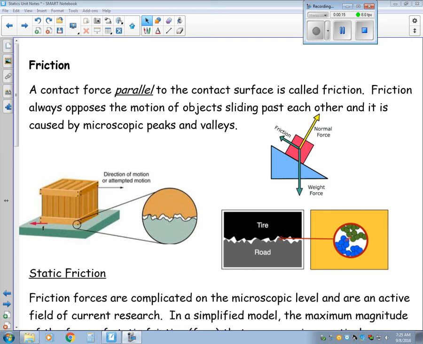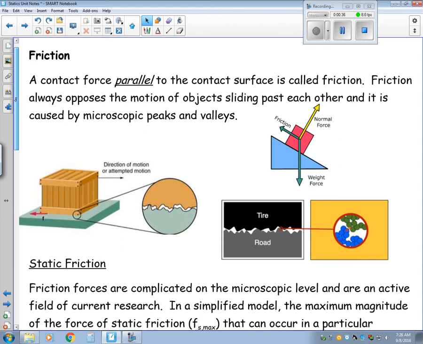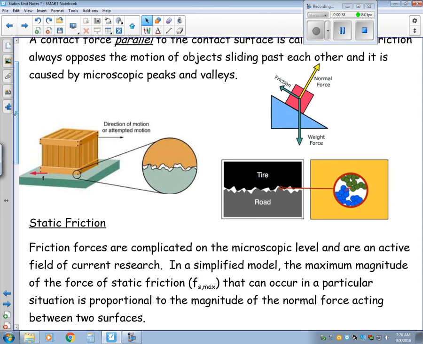Now this is a contact force that happens to be parallel to the surface that we have. It has to be caused by two objects. Friction opposes sliding. That's very important to remember. Friction always opposes sliding. What causes it is these microscopic peaks and valleys. So, for instance, if I take a look at a blown up view between a box and, let's say, a floor, there would be these tiny little peaks and valleys that can line up. That's what causes friction.